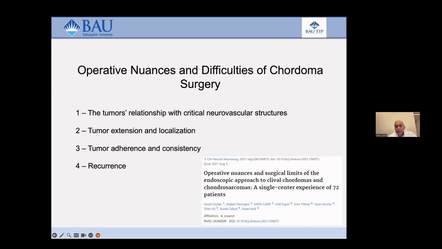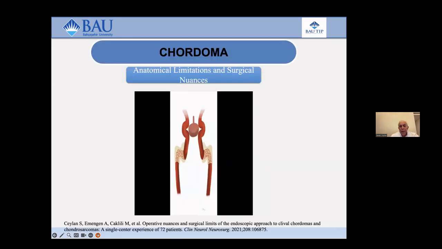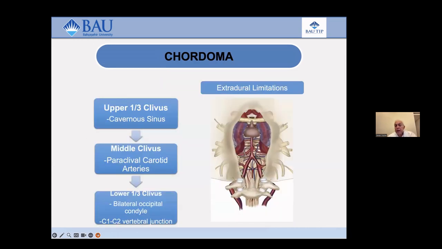The operative nuances in the surgery: tumor relationships are very important. The other nuances are tumor extension and localization, tumor adherence and consistency, and recurrence. In this report, we describe the anatomical limitations, extradural and intradural. The extradural limitations for the lower clivus are the bilateral occipital condyles laterally, and C1 and C2 inferiorly.